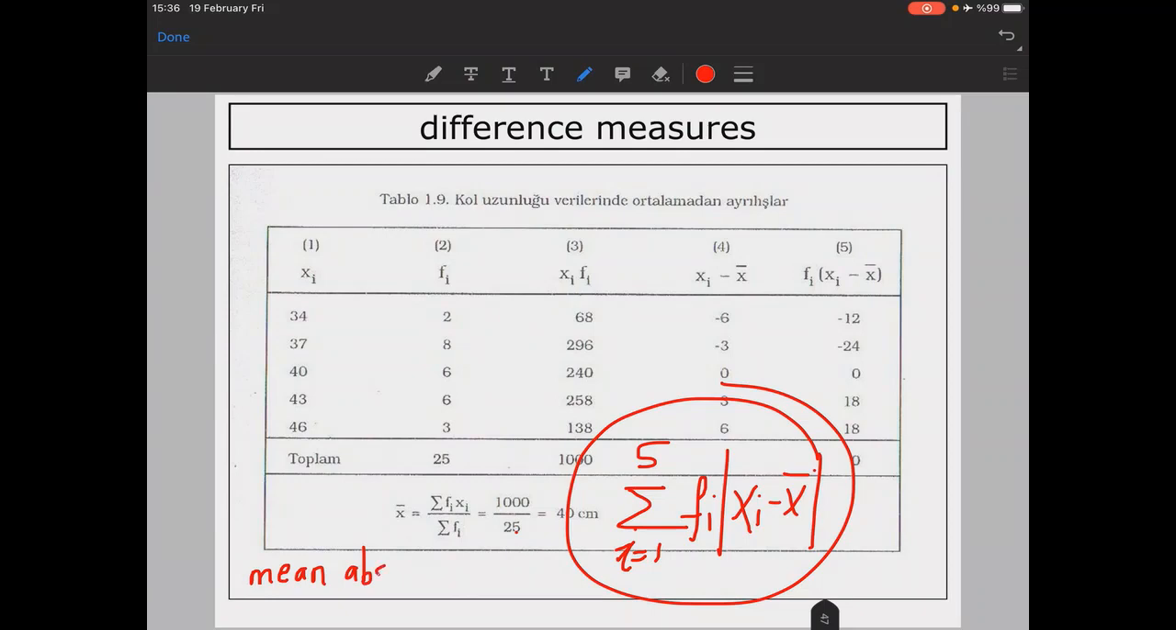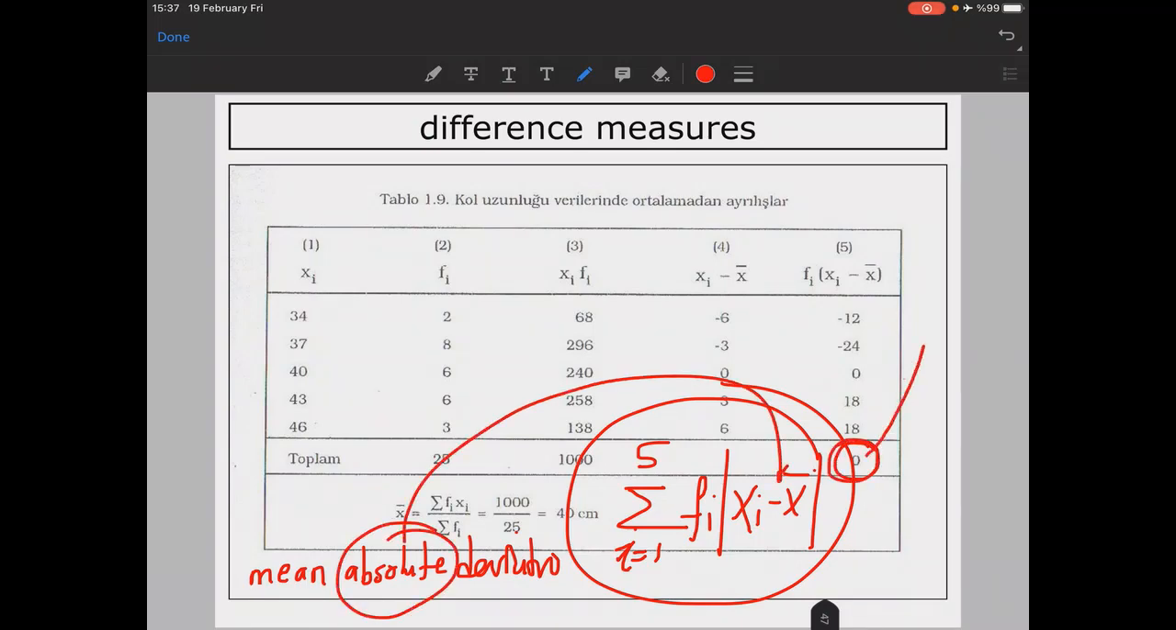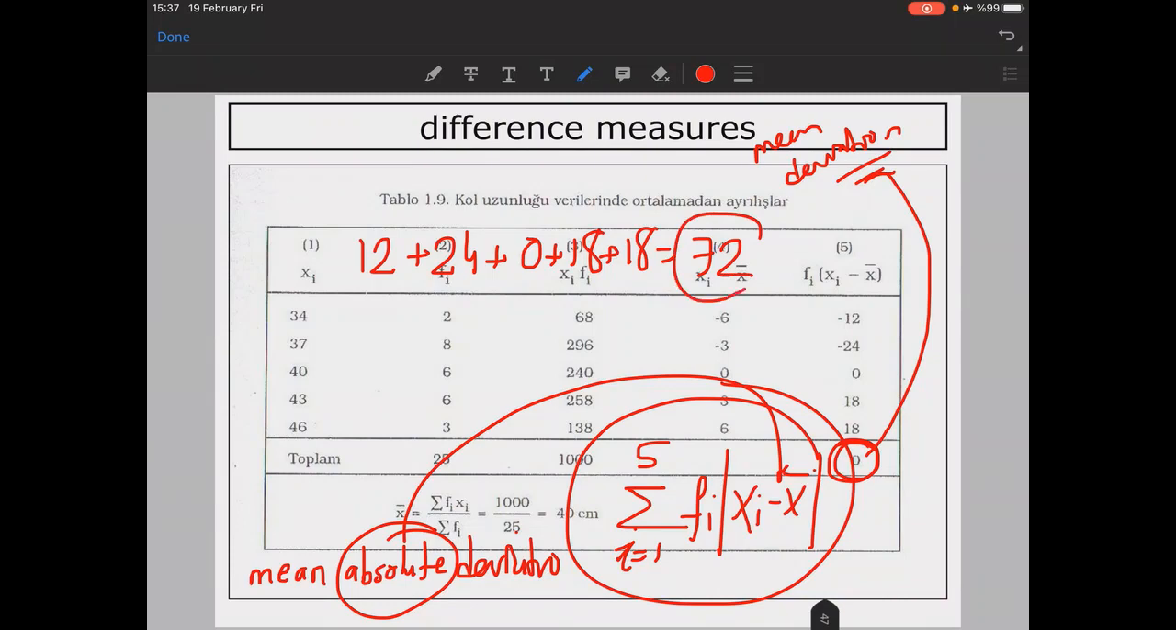Mean absolute deviation. Why? Because we used absolute value here. But what was this one? This one was mean deviation, right? Mean deviation only, and it didn't give us a good idea here. And then you can calculate this and it will come out like this: 12 plus 24 plus 0 plus 18 plus 18 gives you 72. So this would be more meaningful, right?